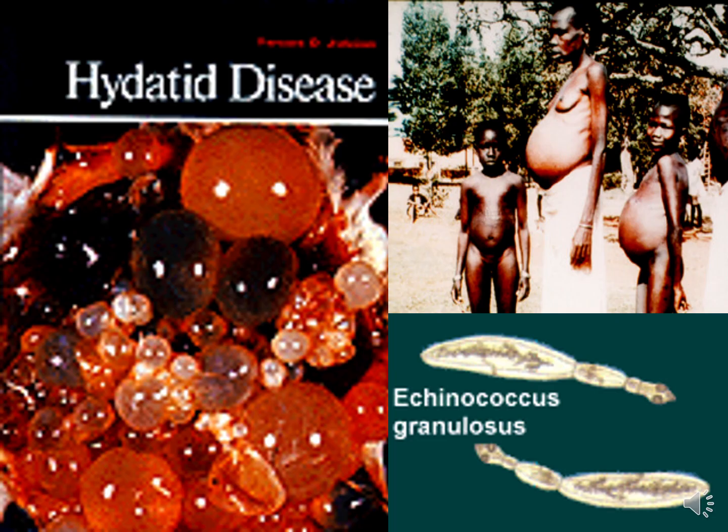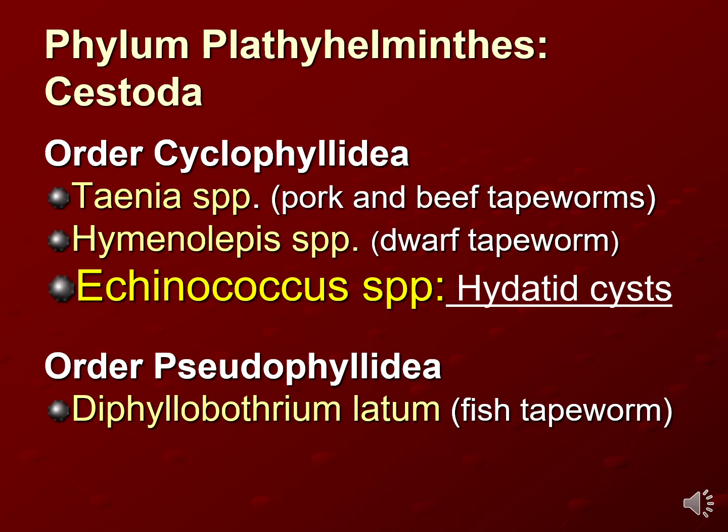Okay, next we go to hydatid disease. Hydatid disease is produced by the worm that you see on the right-hand side, the lower corner, Echinococcus granulosus. So it's another tapeworm. Let's see what's the story with that. Looking at the Cestoda under the order Cyclophyllidea, we have studied Taenia, the pork and beef tapeworm, Hymenolepis species, the dwarf tapeworm, and the last one, Diphyllobothrium latum, the fish tapeworm. And now we shall study Echinococcus species. This is the cause of hydatid disease or hydatid cysts.